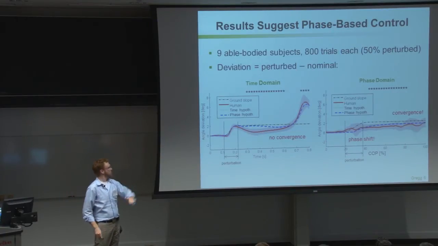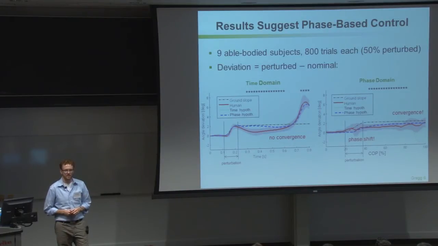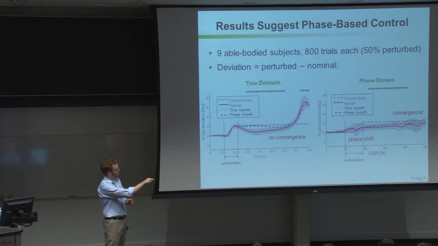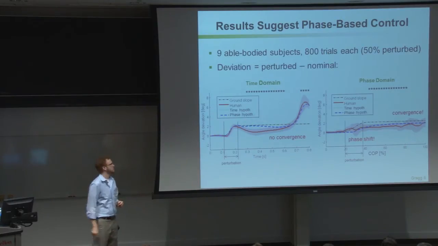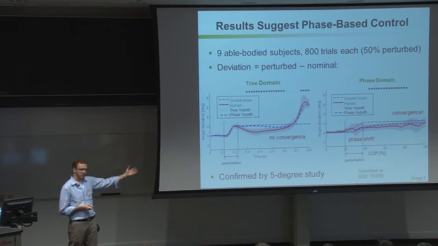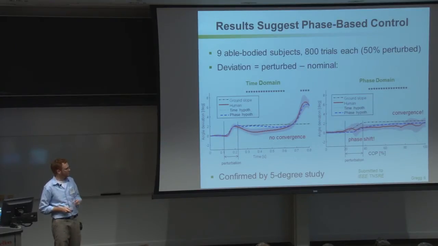It travels tangential first, and then we see this gradual convergence towards the incline angle that we expected. And at the very end, there's no statistical difference between this and the incline angle. And this actually was confirmed by another study we ran afterwards with 5-degree perturbations. So we tried even larger ones, and everything just scaled up nicely. So there were no surprises in the 5-degree case. And we recently submitted this for publication.